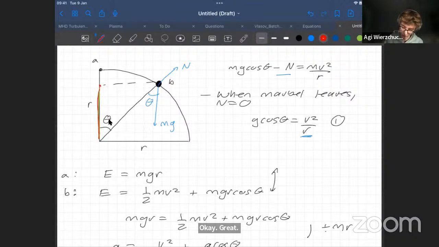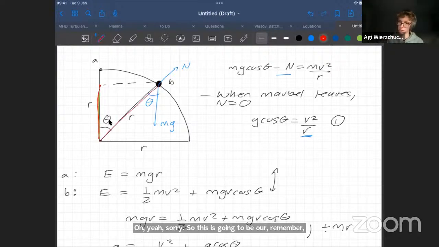So I just use trigonometry. Oh yeah, sorry. So this is going to be r, remember, because the radius is the same everywhere. So this distance is going to be r. So what I have to then do is just use my trigonometry. I have an angle, and that's the adjacent side, and that's the hypotenuse. So I have to just use CAH.